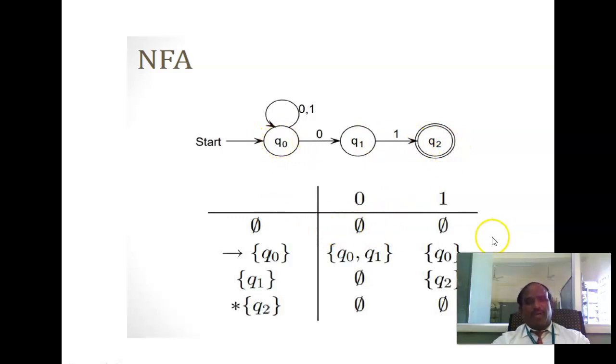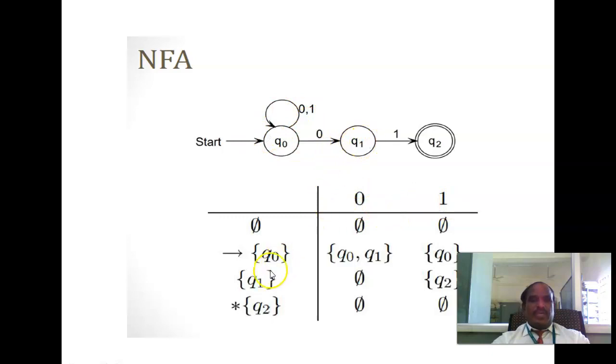This is a state table. Here phi, the empty state, is common for all. Q0 is the starting state. The arrow mark is the starting state of the NFA. If you give input 0 to Q0, it goes to 2 states, one is Q0 and another one is Q1. Similarly, the state Q0, if you give input 1, it goes to Q0. That is mentioned here.